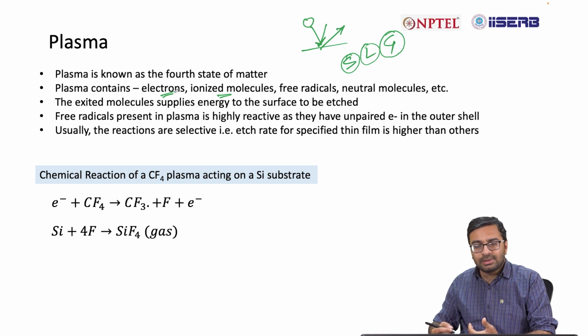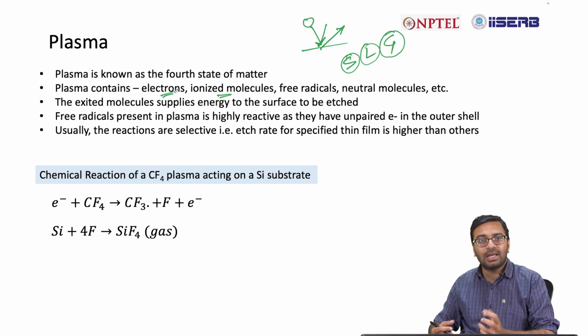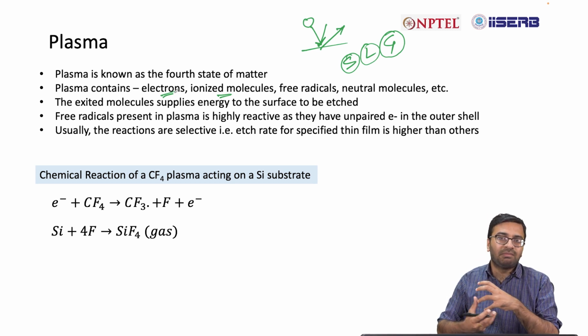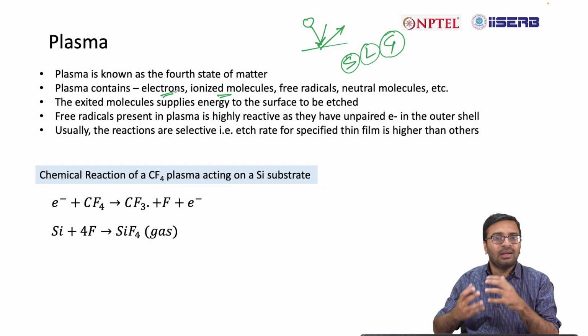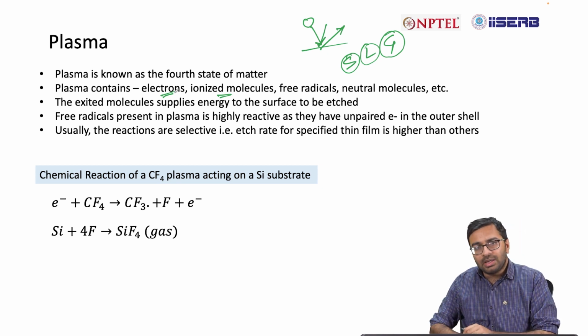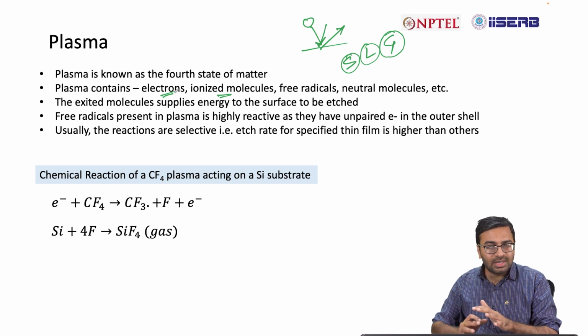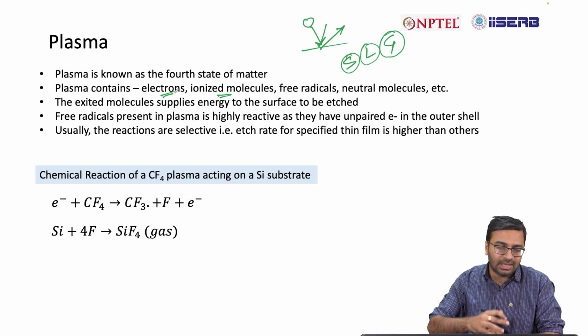Also there are free radicals present. These free radicals are very reactive in nature. They can come in contact with the thin film material, can react with that, and then they can remove the material from the substrate. The excited molecule supplies energy to the surface to be etched. So these are the process usually you can see in case of dry etch.